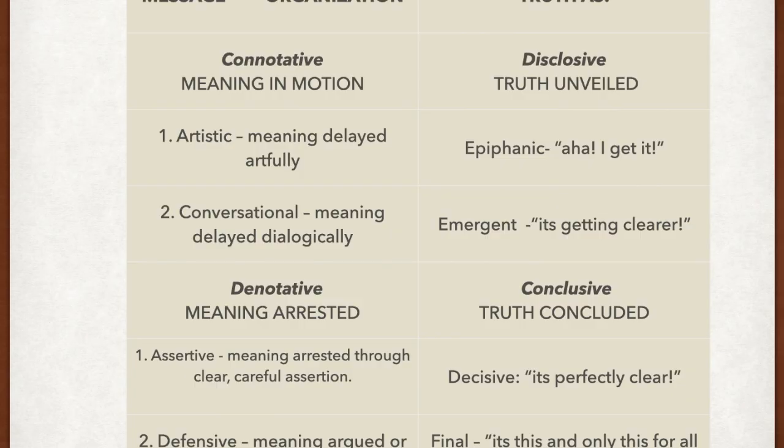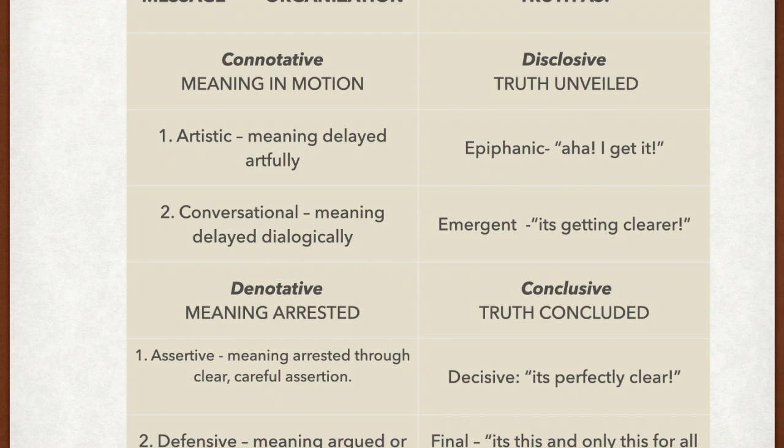So here again is the chart, if you will. You can see on one side message and organization, and then truth as. So we've got the connotative style, meaning in motion. Truth is unveiled or uncovered, disclosive truth. And then two styles: artistic style, meaning delayed artfully, and conversation style, meaning delayed dialogically. The artistic style promotes an epiphanic model of truth. Truth is an aha, and I get it. Or it's emergent, it's getting clearer.